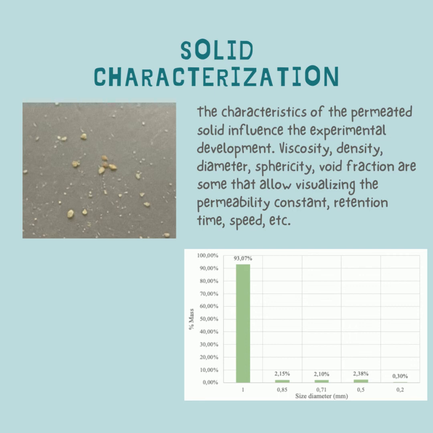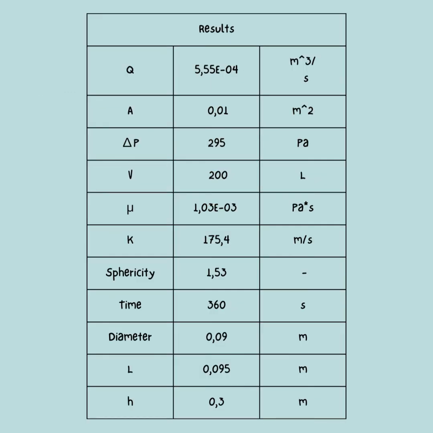The characteristics of the permeated solid influence the experimental development. Properties such as viscosity, density, diameter size, sphericity, and void fraction are some that allow visualizing the permeability constant, time, speed, etc. The results are these.